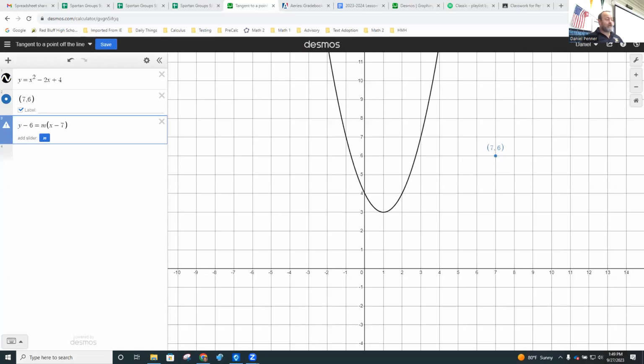Okay, so this is actually an extension of the previous video. We're looking at a little parabola, and in fact, I have that right here. It's the parabola y equals x squared minus 2x plus 4. And I wanted to come up with the equation of the line that goes through the coordinate (7, 6) that is actually normal to the curve.